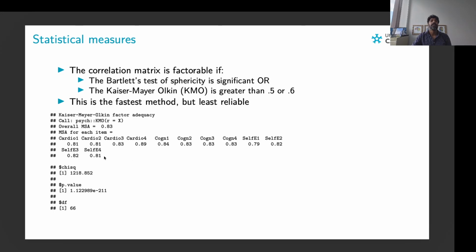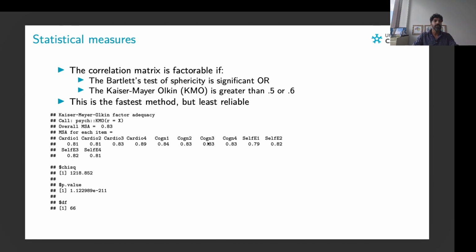And then our KMO, which is Kaiser-Meyer-Olkin factor adequacy, is 0.883. So it's greater than 0.5 or 0.6. So this is the fastest method, but least reliable. And what I mean by that is you want to ensure that you're using multiple levels of evidence, not just, oh, I ran a KMO, it's greater than 0.5, so it's probably factorable. You want to actually tie all the evidence together.